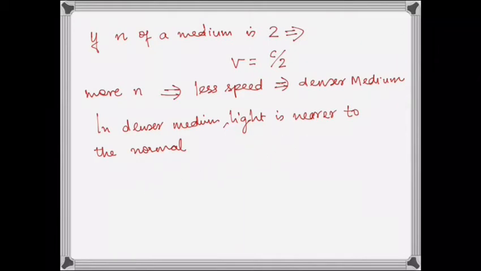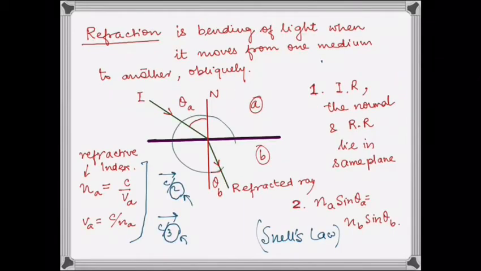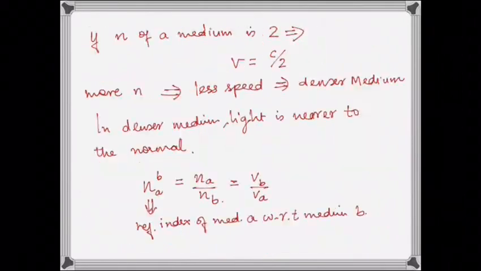So if you go and see that figure again, if this is the situation, you can easily see that B is the denser medium because the angle in B is smaller than that in A. So angle being smaller in B, we can say that B is the denser medium, and its refractive index is more.